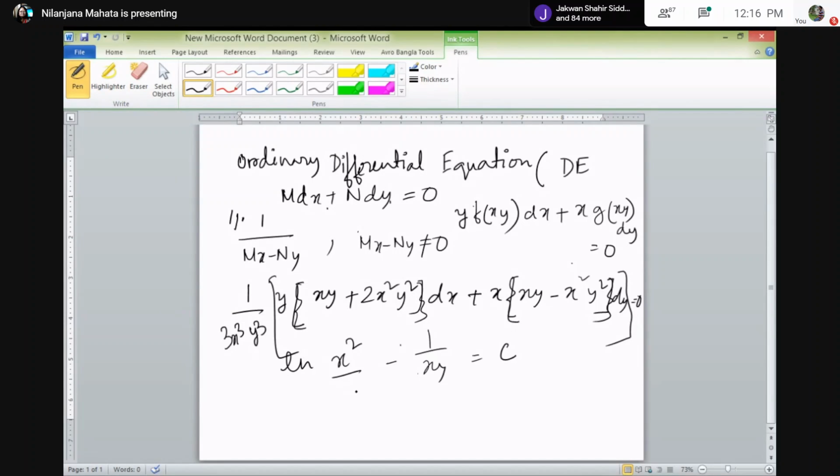So, you know how to solve this. Next class I will do the next one. The 2 can be adjusted in the c, meaning the constant. Oh, right.